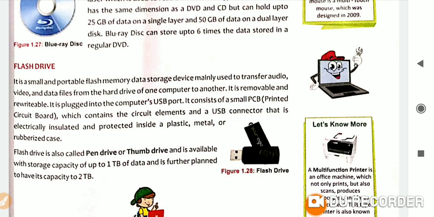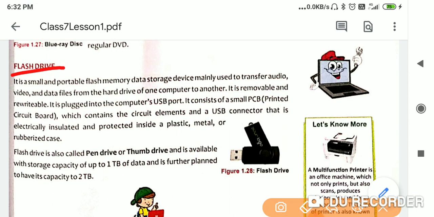And now flash drive. It is fourth part of answer question number 5. The answer is given on page number 15. As you can see on the screen, flash drive. Under the heading flash drive, you have to write it is a small and portable flash memory data storage device mainly used to transfer audio, video and data files from the hard drive of one computer to another. It is removable and rewritable. Till here you have to write, and then you need to write one more sentence, and that is flash drive is also called pen drive or thumb drive. Till here.